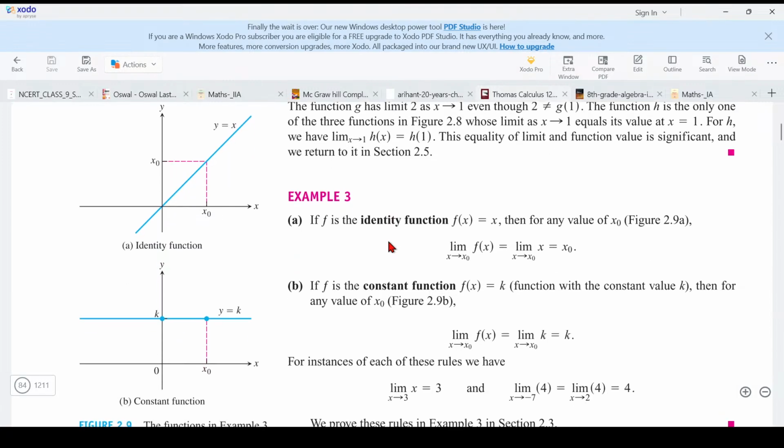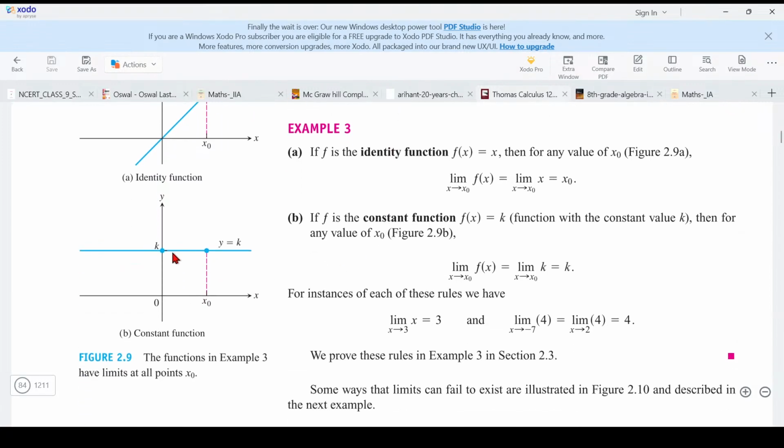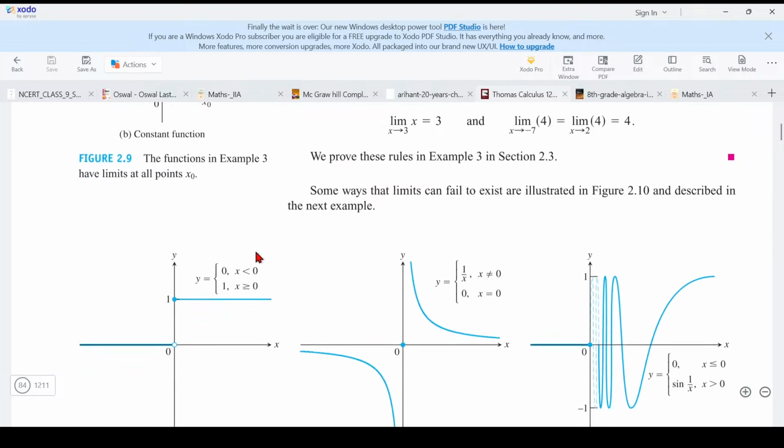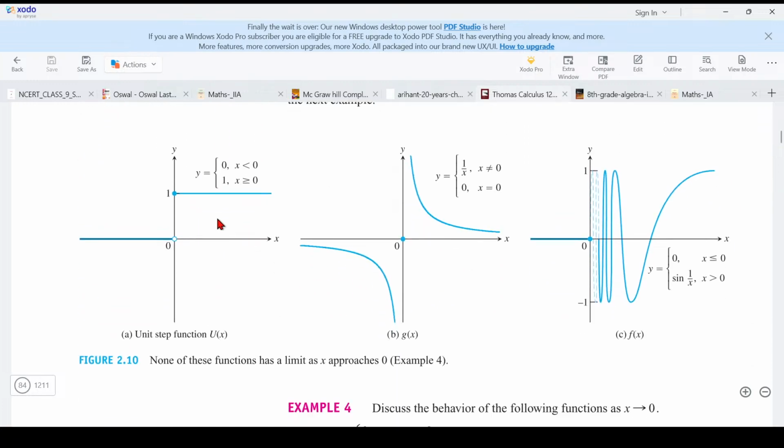Now, a constant function is always constant. That's why there is no problem of limit. Wherever you are, you are always approaching k only, whatever this constant is. Now here, let's say there is a point at x equals 2. What is the limit at x equals 2? 1. X equals 3? 1. X equals 0? Why 1? Are you approaching 1 when you are approaching 0?